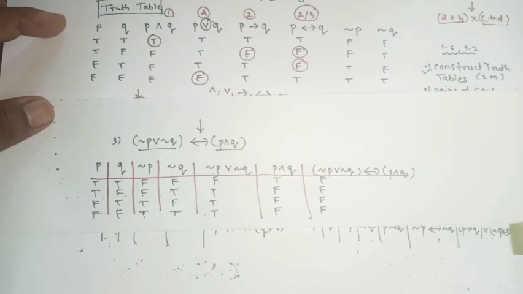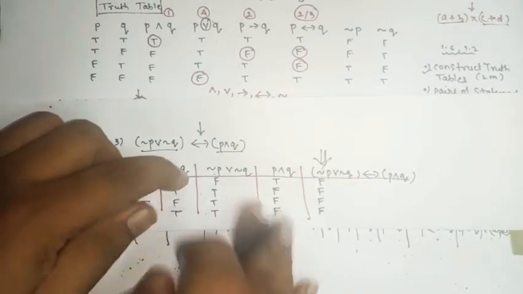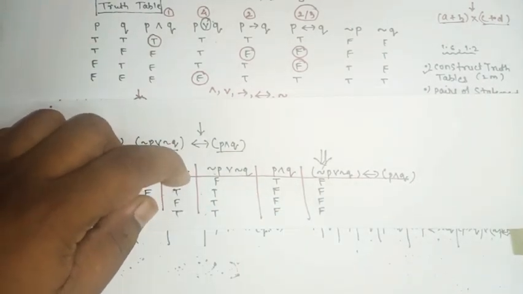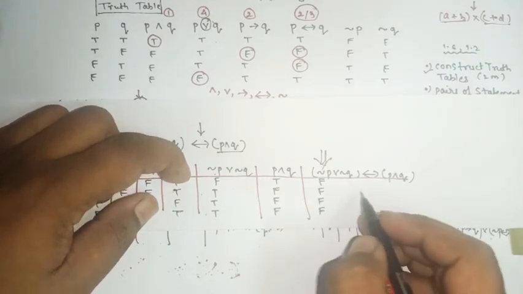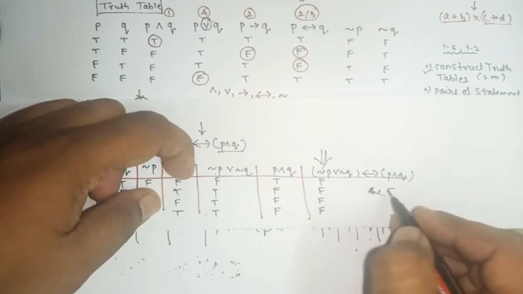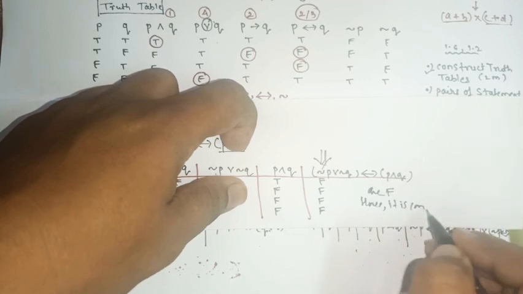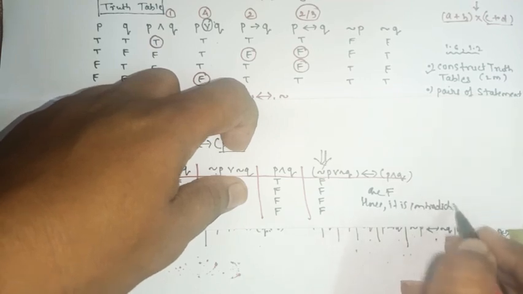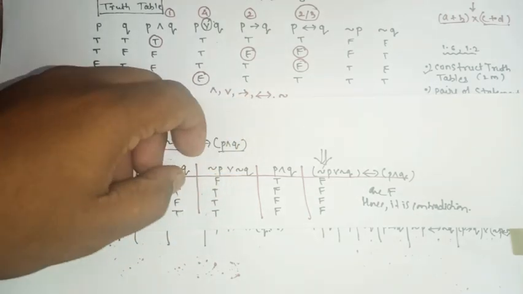Okay, see the third example. See the pattern, construct the table. Now check the last column. So here can I say all the truth values in the last column are false, hence it is contradiction. Understood? Or you will write the sentence: all the truth values in the last column are false, hence it is contradiction. Got the point?